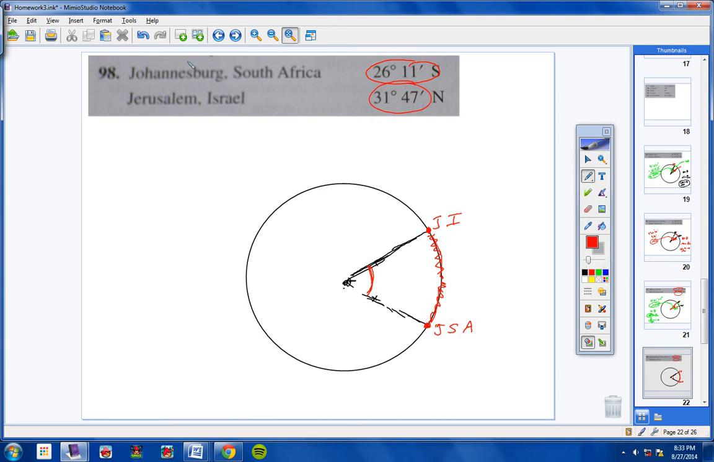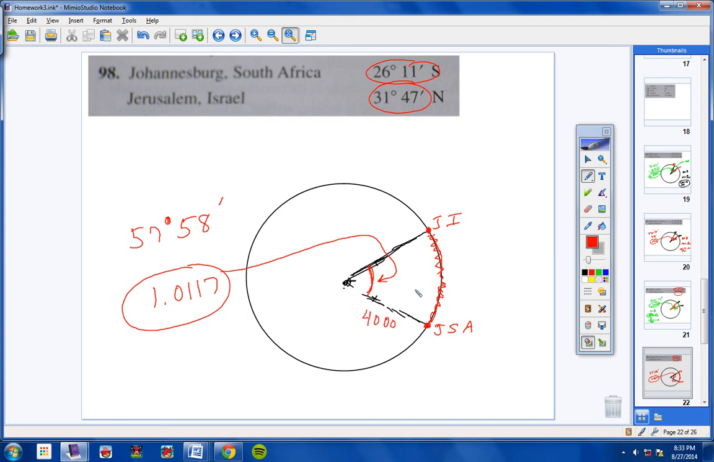So I'm going to add these two together with my calculator. If I do that correctly, I should come up with 57 degrees and 58 minutes. If you convert that over to a decimal and then convert it over to radians, you should get 1.0117, and that would be the radians for this angle right here. So, do I know the central angle? Yes. Do I know my radius? Yes. Then I can definitely find this intercepted arc very quickly, and I will do that right here.